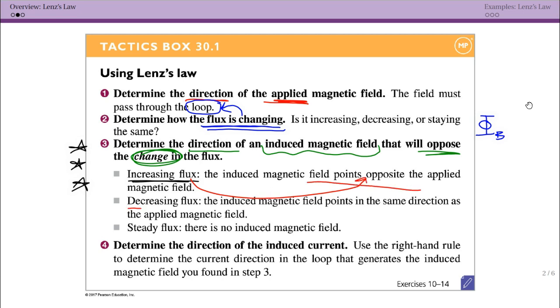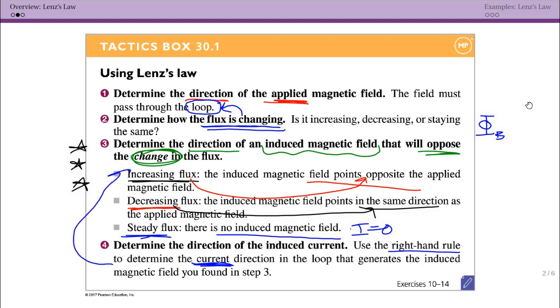If you have a flux that is decreasing, that leads to an induced field that's in the same direction. If, and this is key, you have a steady flux, there is no induced magnetic field, which means your induced current also equals 0. And remember, we always want to talk about a change here. Lastly, you're going to use the right-hand rule to figure out the current in order to create your induced field.